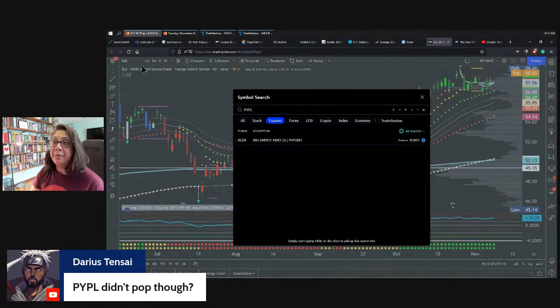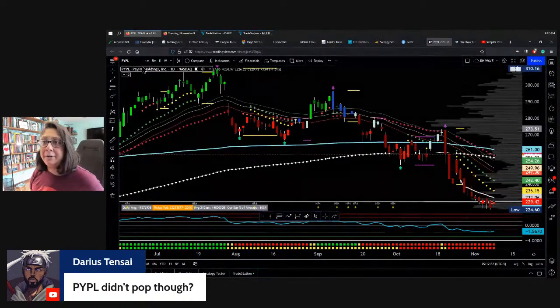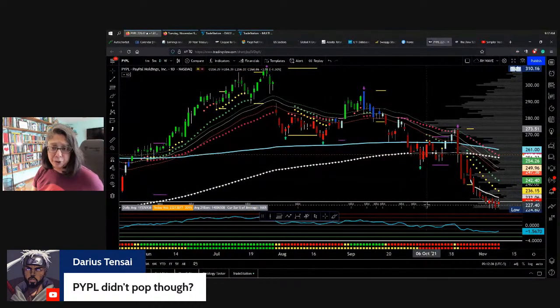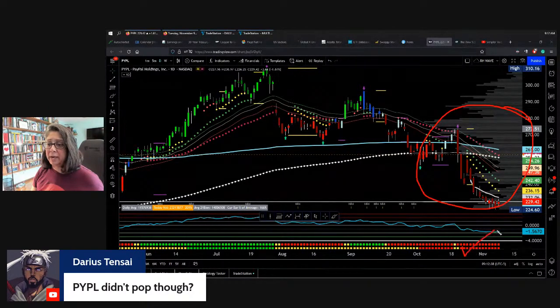Next question, PYPL. Did PYPL pop? We've been talking about PYPL for shorts. So if you're looking at one of the rare corners of the market that is double green and can be a short the rip, right? So there's buy the dip and there's short the rip. If you're looking for something that can be a short the rip, this is it.